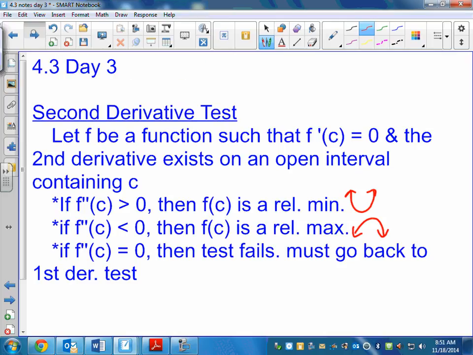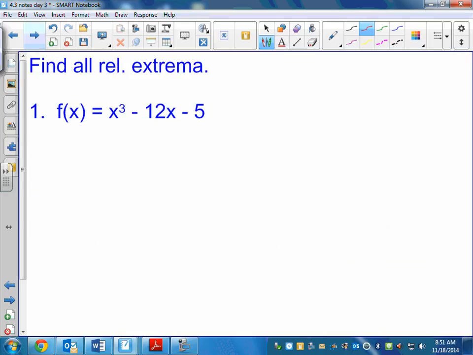All right, but it is kind of cool on some of these problems, especially these lovely polynomials. I believe you have 3 or 4 problems on your homework today. The directions say find all relative extrema using the second derivative test. So we still have to do the first derivative. We still have to find our critical points. But then instead of checking them on the number line to see what's happening on either side of it, we're going to plug them into the second derivative. I'll show you how that works.